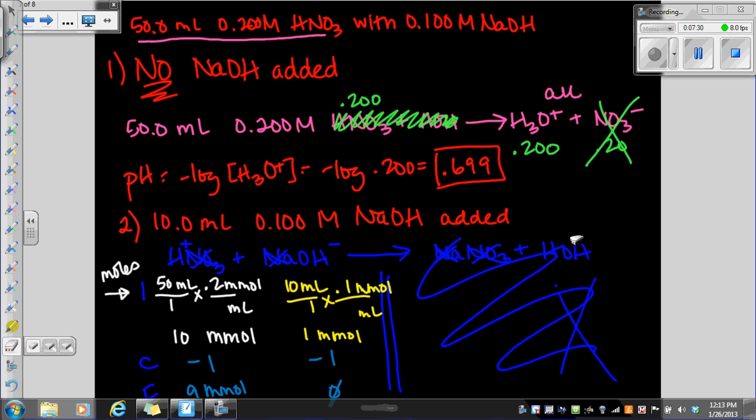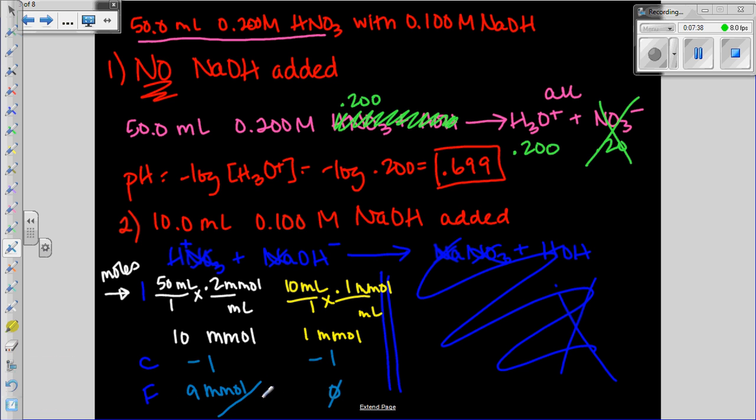Now, in order to calculate pH, I need to know the concentration of this. So I'm going to take millimoles divided by milliliters. Well, my total volume is going to be 50 and 10, which is 60. So if I do 9 divided by 60, I get 0.15 molar. Now, if I check sig figs, I'm using 3 everywhere, so this is 0.150 molar.